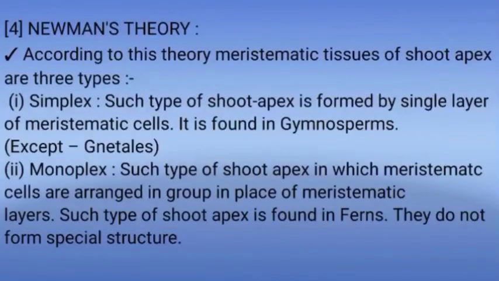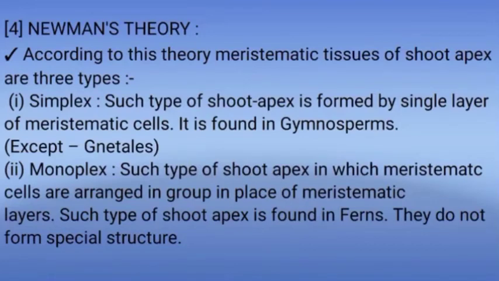Newman's theory. According to this theory, meristematic tissue of shoot apex is of three types: simplex, monoplex and duplex. Simplex. This type of shoot apex is formed by a single layer of meristematic cells. It is found in gymnosperms except Gnetum.